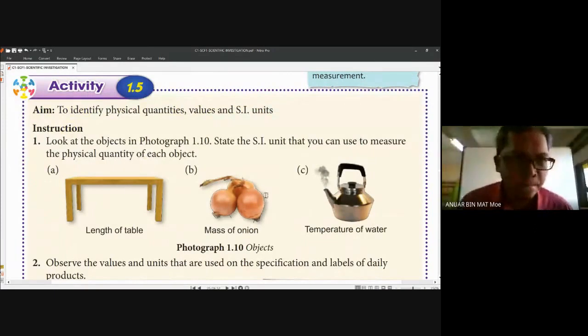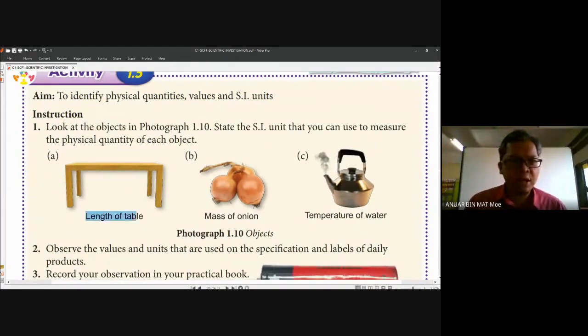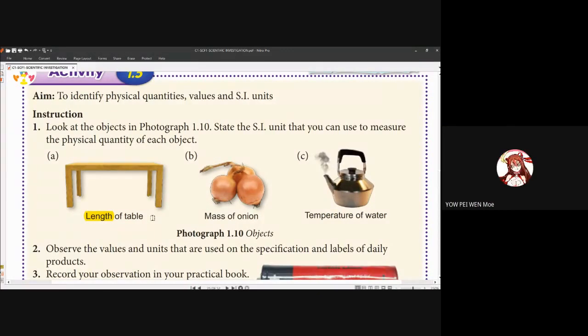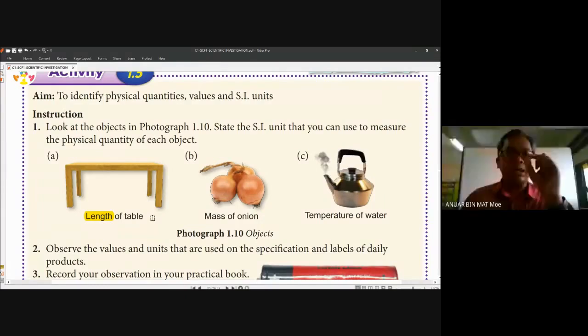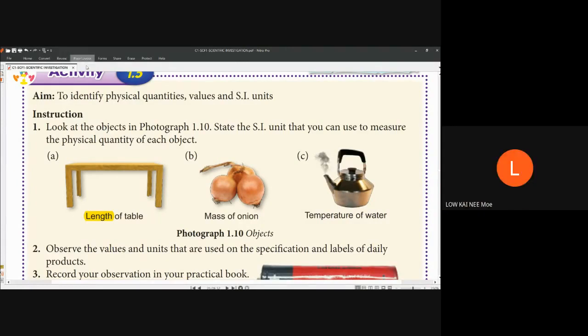Okay, this one is to identify physical quantity, value, and SI unit. Length of the cable. What is the unit to measure the length? Anybody? Yes, very good. The SI unit for length is meter. And what is the symbol? The symbol is m, small letter m.